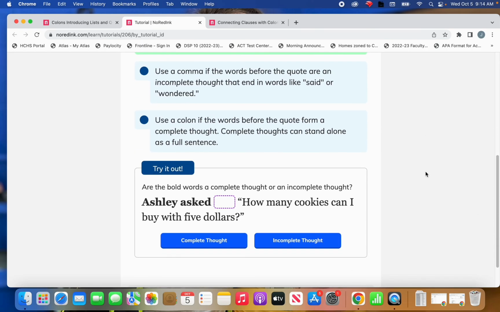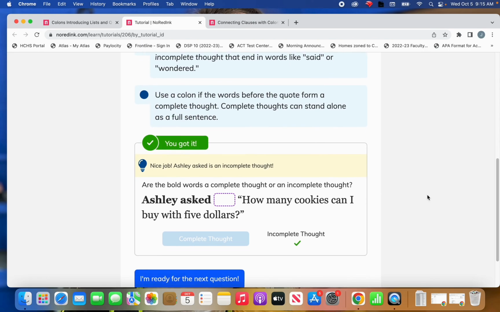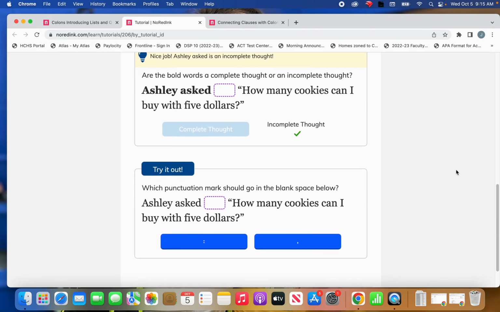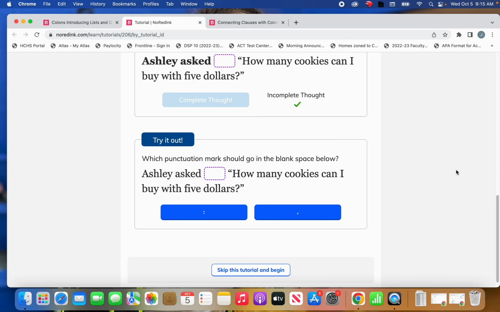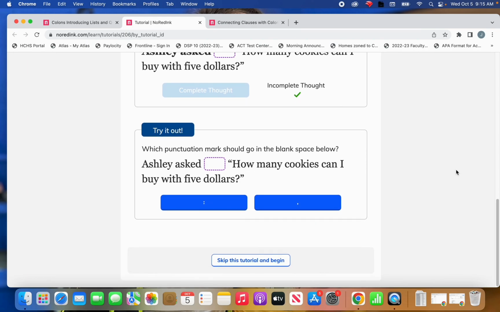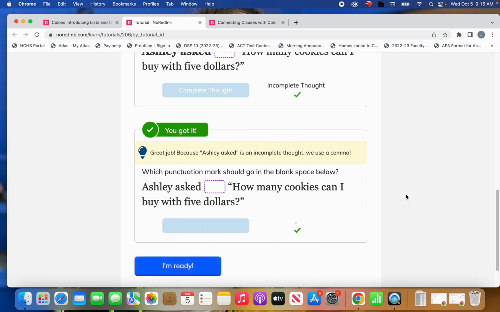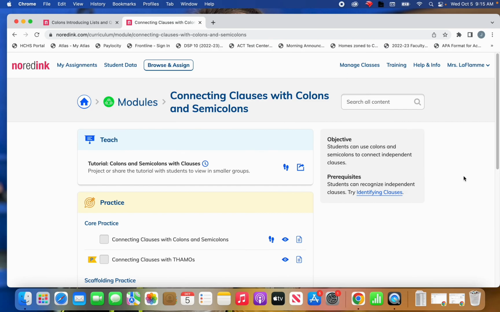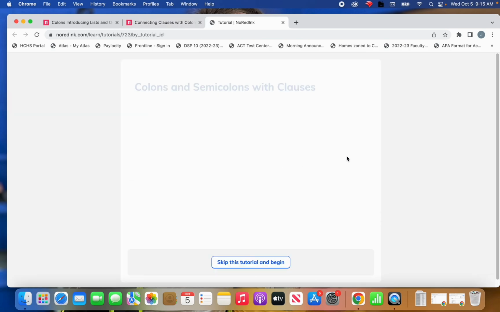Are the bold words a complete thought or an incomplete thought? If you said incomplete thought, you are correct. All right, so let's take a look at which punctuation mark should go in the blank space below. Ashley asked, blank, how many cookies can I buy with $5? If you said a comma, you are correct. All right, so let's take a look at our next tutorial, talking about connecting clauses with colons and semicolons.